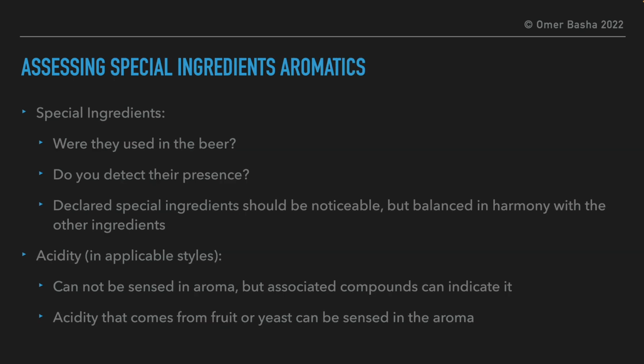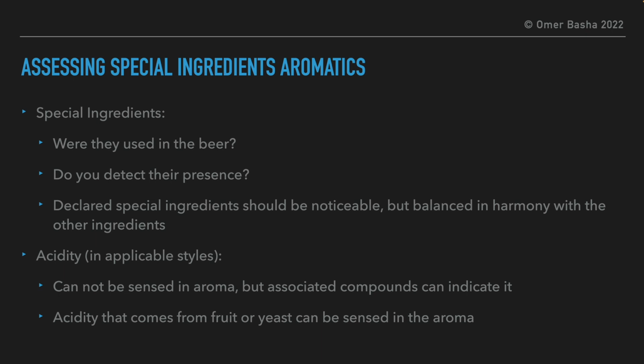If we were told that there are special ingredients in the beer, we must evaluate these as well. These should be noticeable at least at a low level and be harmoniously balanced with the other ingredients in the beer. In sour styles, we need to assess whether acidity is felt in the aroma. Acidity is a taste and not an aroma. So, when something smells acidic to us, we actually feel aromas that we recognize by association as aromas that come with acidity.